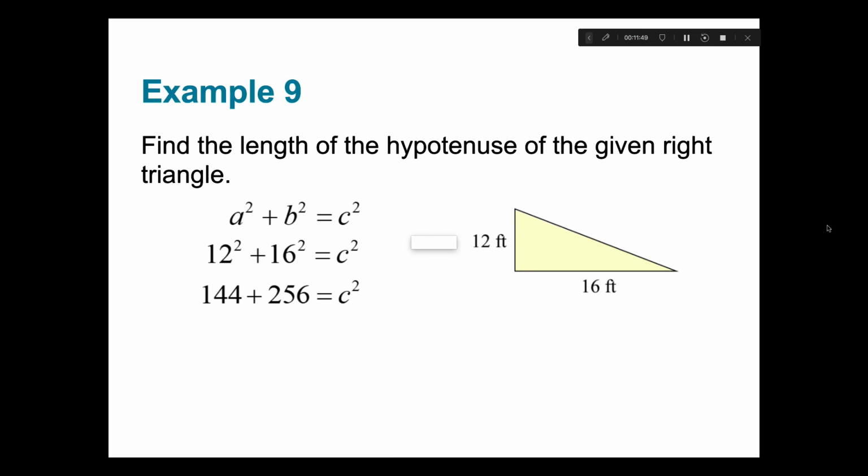So we end up with 400. When I have 400, is 400 the length of my hypotenuse here? No. Why not? Because that is squared. So I have to find the square root of 400 to figure out what my hypotenuse is. 200? No, 200 plus 200 is 400. Don't get confused. We're not adding, we are multiplying. It is 20. So the length of my hypotenuse is 20.